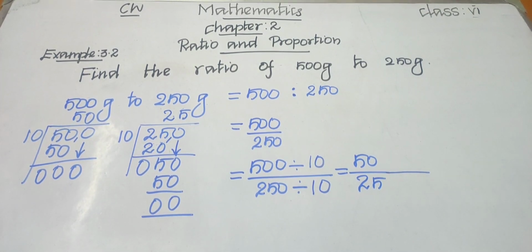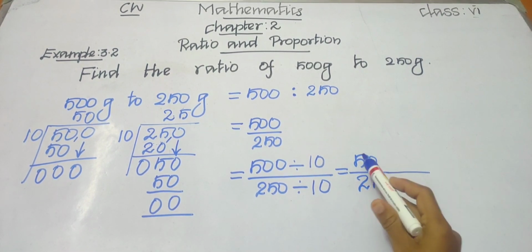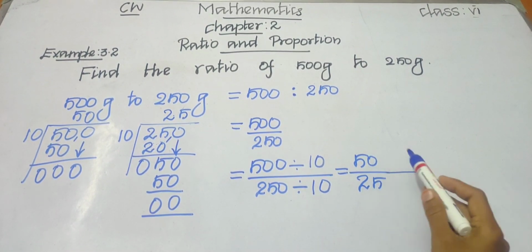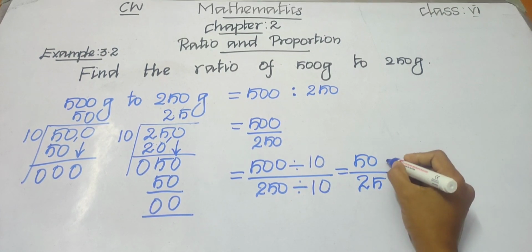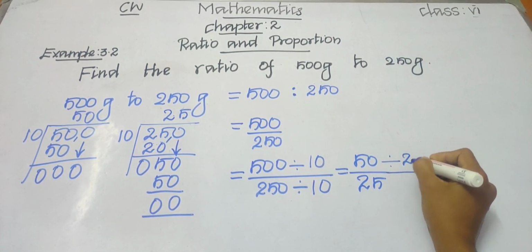What is our condition? We need to find the ratio in the simplest form. We should have the ratio in the simplest form. Here we can also make this one in simplest form, so we are just going to divide it again. Okay, so now divided by 25.